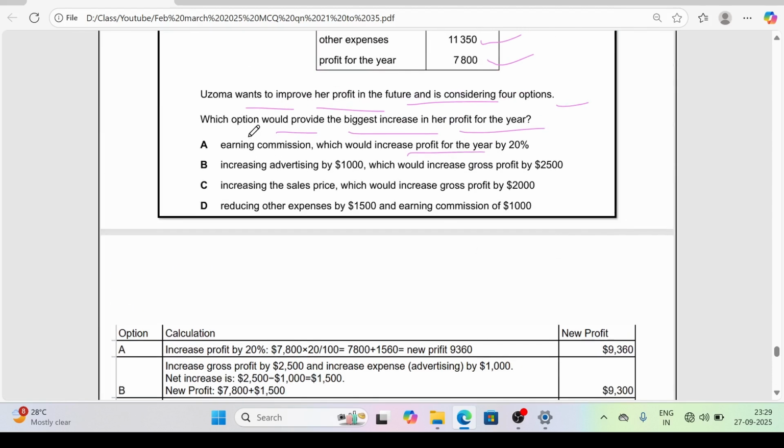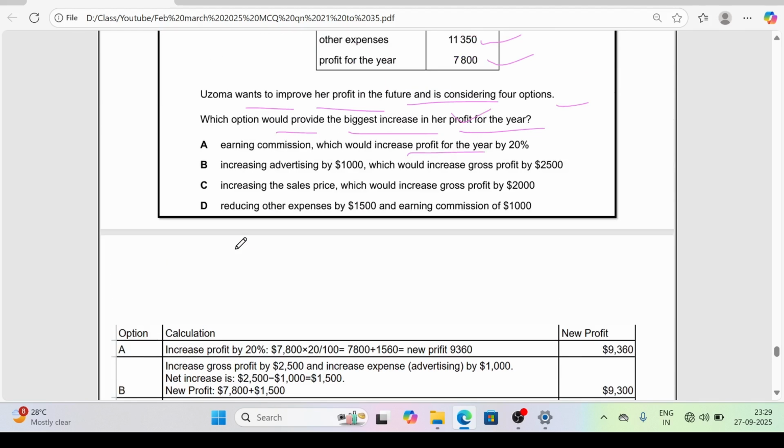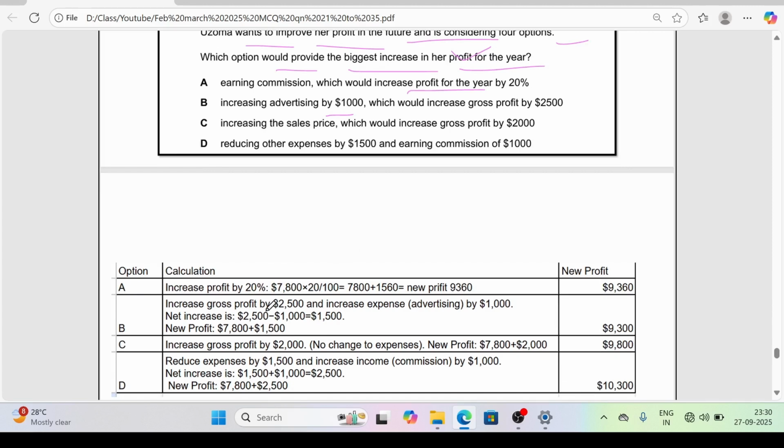Your question: which option would provide the biggest increase in profit for the year? Let's see. Then option B, sorry, increasing advertising by 1,000. Increasing gross profit by 2,500.